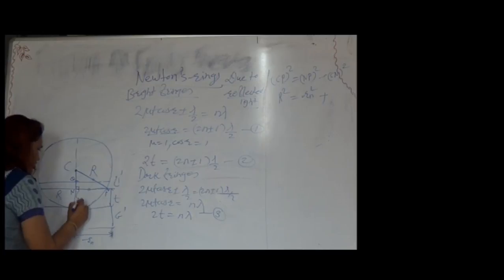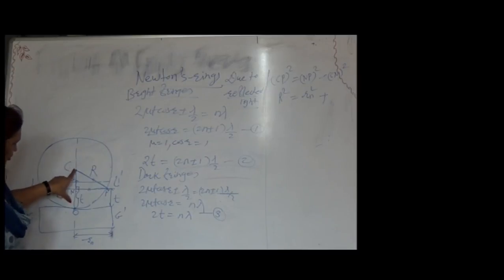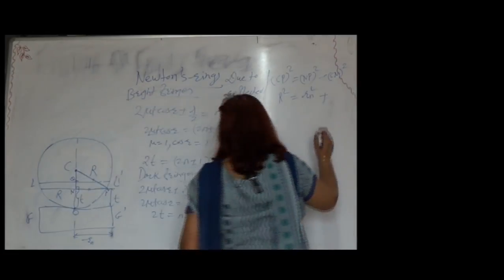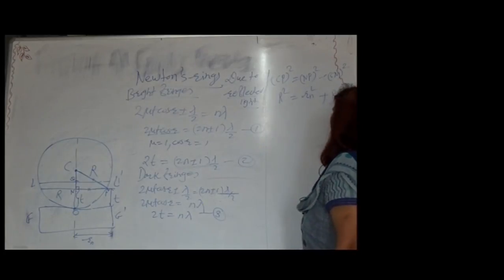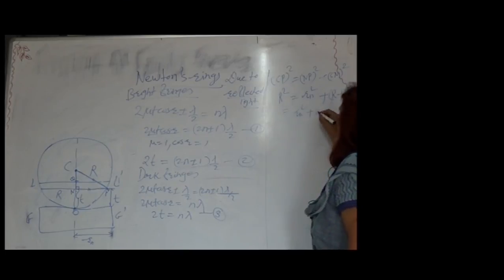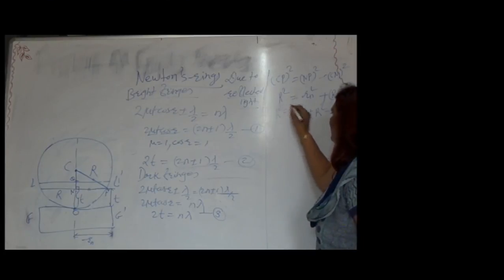This distance is t, but our aim is to calculate this distance CN. CN is nothing but total R minus the small t, that is R minus t. So the CN value we will substitute as R minus t whole square. Now solve this one: R square is equal to Rn square plus R square minus 2Rt plus t square.